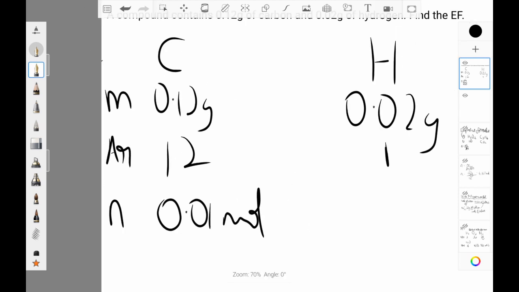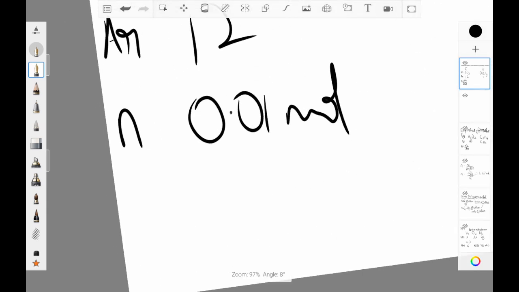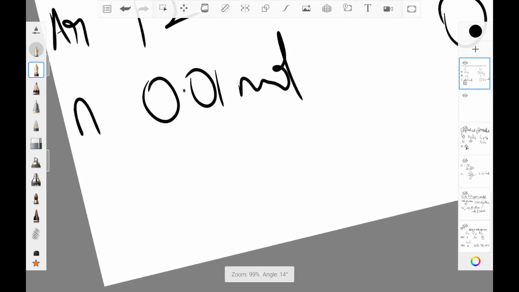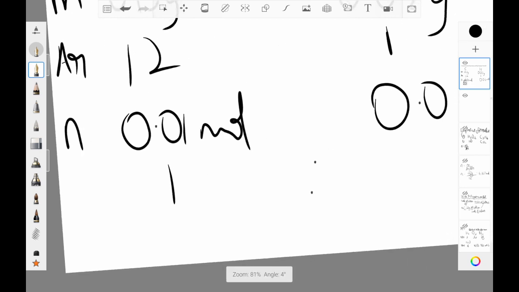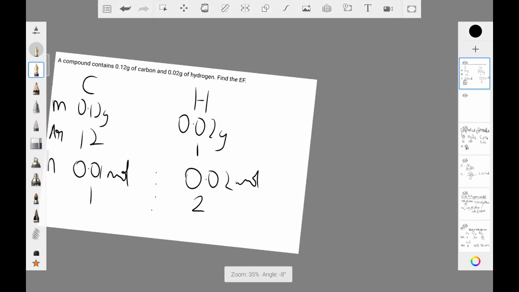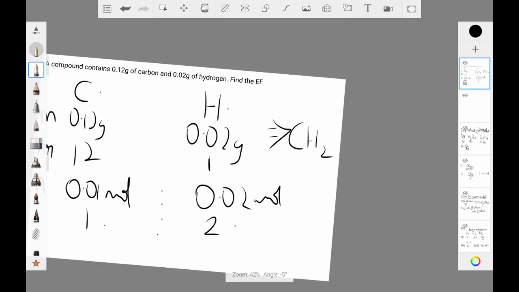and 0.02 mole. And obviously, if you were to write this as a ratio, it would be 1:2. And that's just your formula. So your final answer would be C1H2, CH2. That's the empirical formula for this substance.